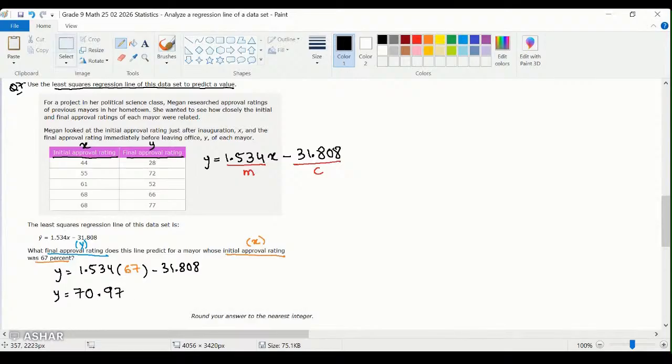70.97. What we need to do is round your answers to the nearest integer. And we know that this would round up. That means 71. Okay.